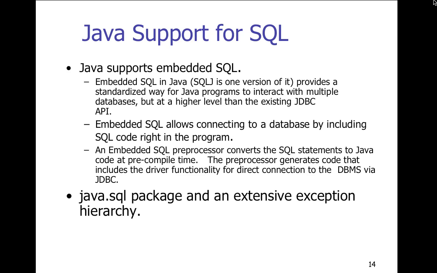All right, so embedded SQL allows connecting to the database by including SQL code right in the program. The embedded SQL processor converts the SQL statements, and again, you're using another API to convert the statements to Java code, so that you basically make it into the bytecode that's going to be compatible with the JVM. And you don't have to use the Enterprise Edition for this. You can actually use the standard JDK for this.